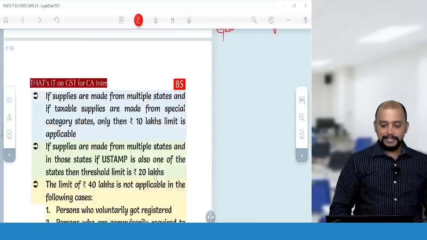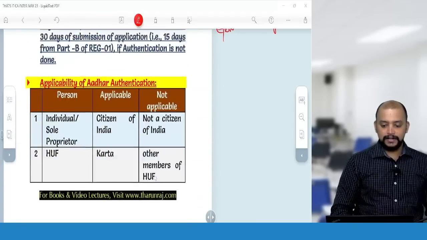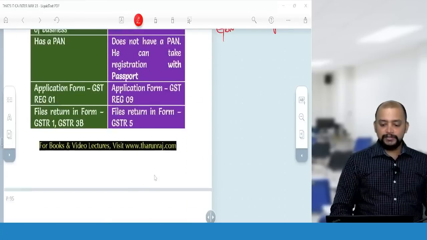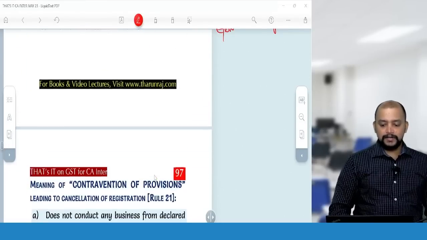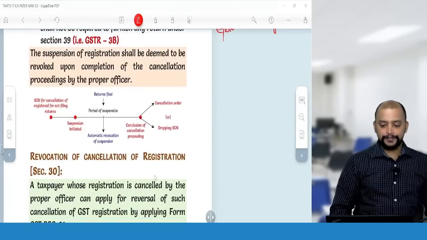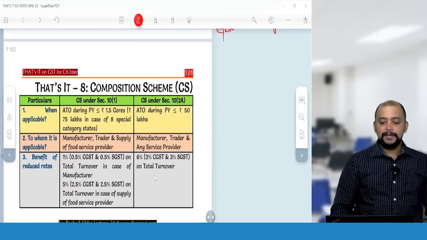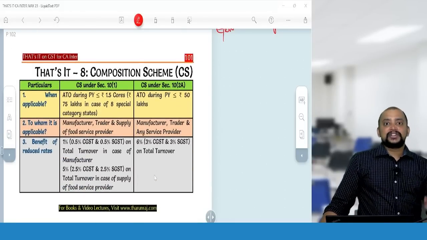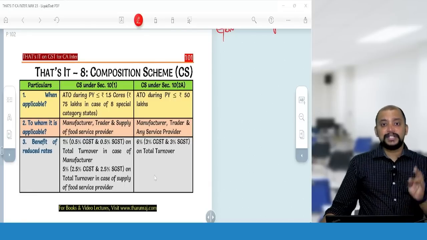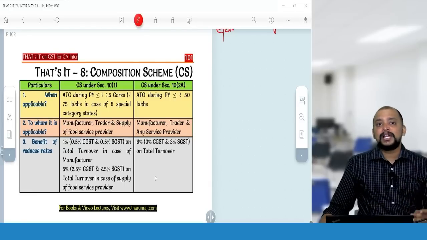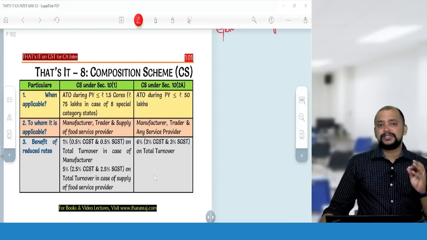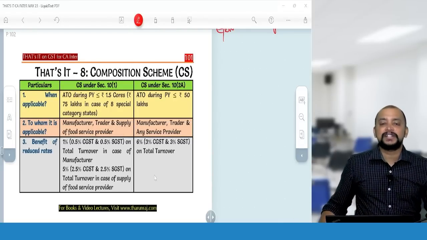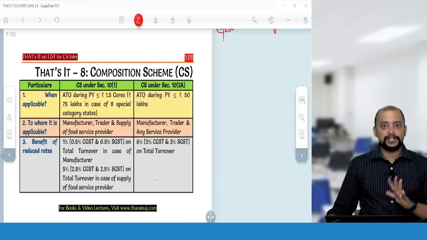that is on page number 101. Composition scheme, that is section 10. Section 7 is supply, section 8 composite supply and mixed supply, section 9 liability to pay GST, and section 10 is the composition scheme. Under section 10 we have two composition schemes, that is section 10 subsection 1 and 10 subsection 2A.